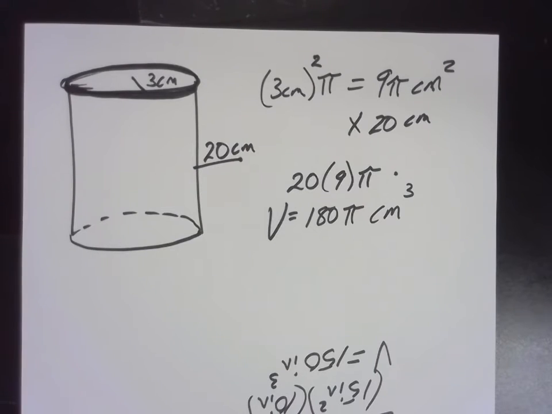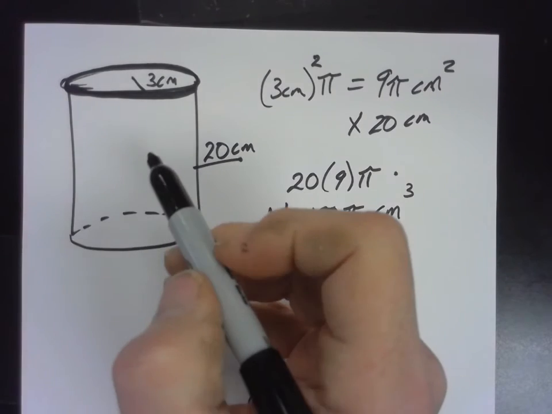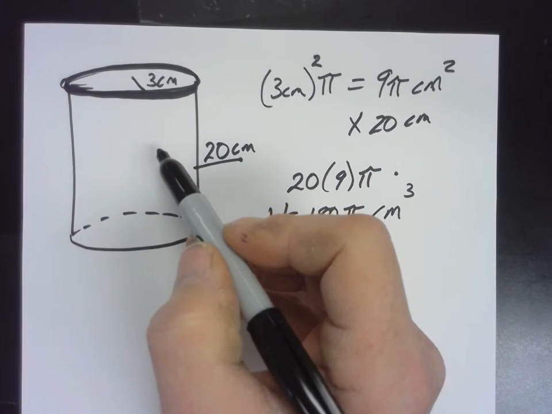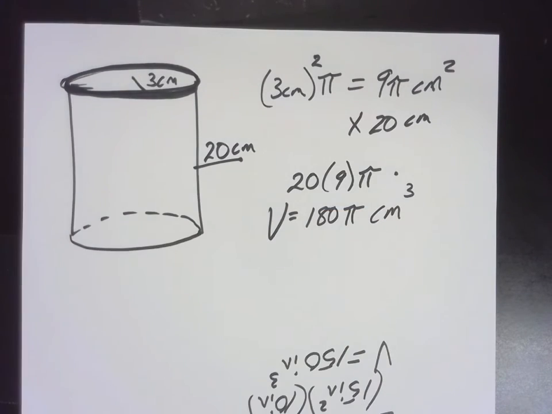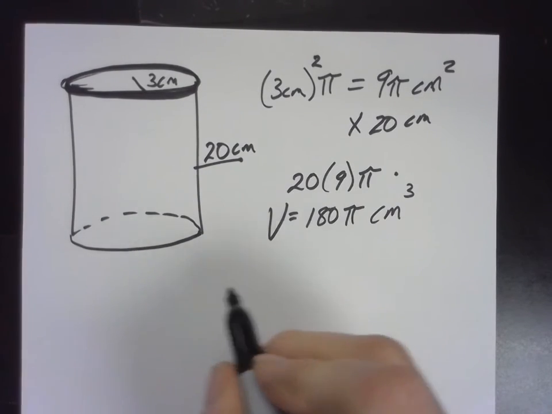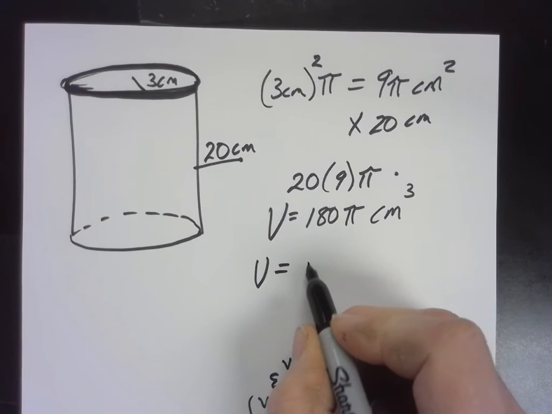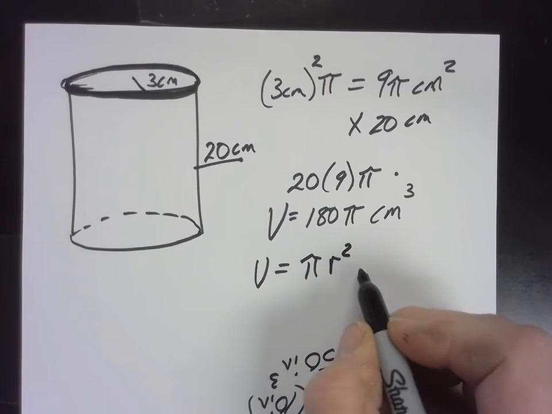Want to find it? Can you find the one that looks like our circular cylinder in the very back there? Very back of the book there. Volume. The volume, it says pi r squared times h.